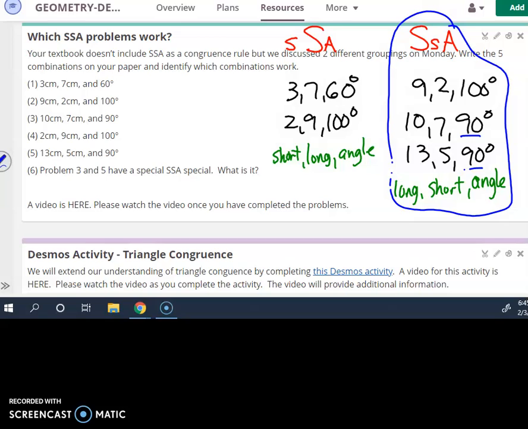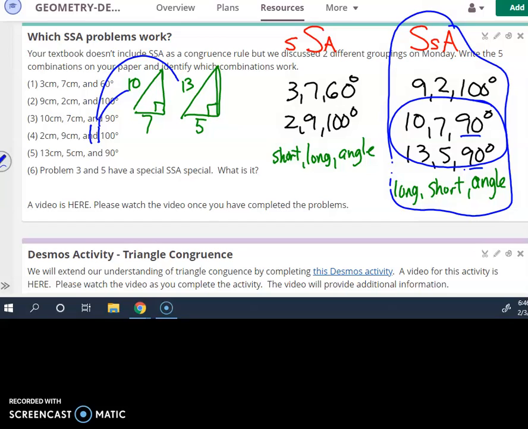And this goes along with problem number 6. With these two problems here, what's the special name for those? If I draw both of them out, they have a right angle, you have 10 and 7, and the second one also has a right angle, and the two sides are 13 and 5. And so the 10 and 13 are both the hypotenuse of the respective triangles, and the 7 and the 5 are called the legs. And the other two unmarked sides are also called legs.